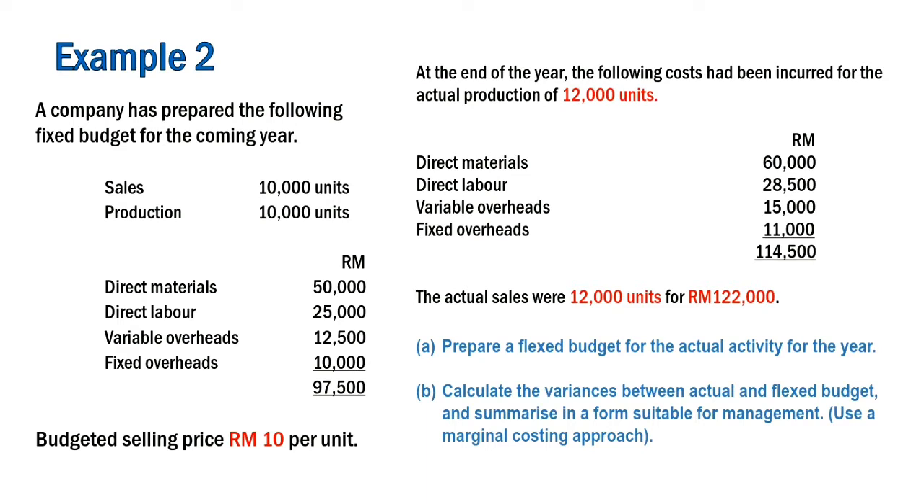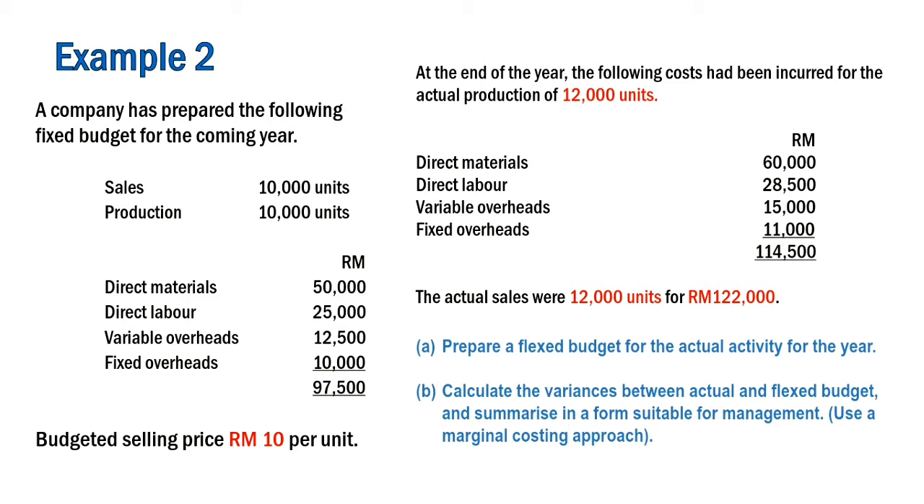A company has prepared the following fixed budget for the coming year. So this is our sales, 10,000 units. This is the production, 10,000 units. And this is the cost. Budgeted selling price is 10 ringgit per unit.